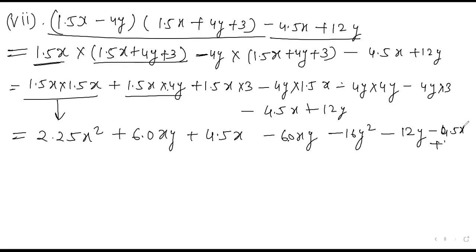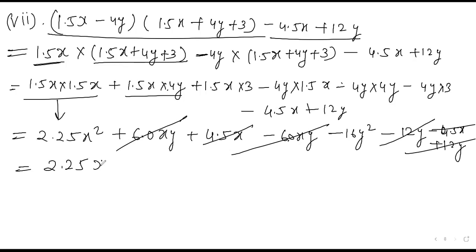4.5x plus 12y. Okay, so you have seen this one and this one get cancelled out because of the minus sign and plus sign having the same number. Okay, and 4.5x will also cancel out, this one minus, this one positive, and 12y minus sign, plus sign. So what is remaining? Only 2.25x square minus 16y square. This is the answer.